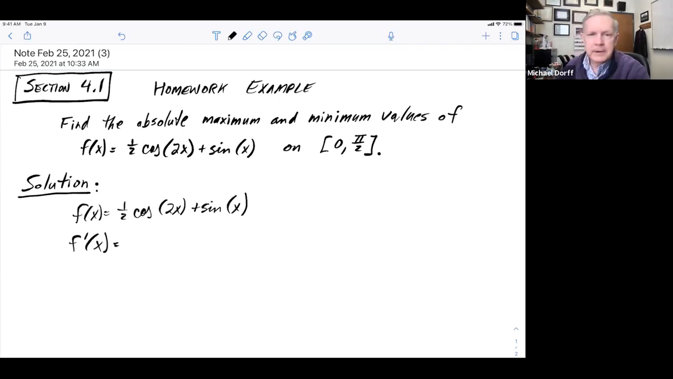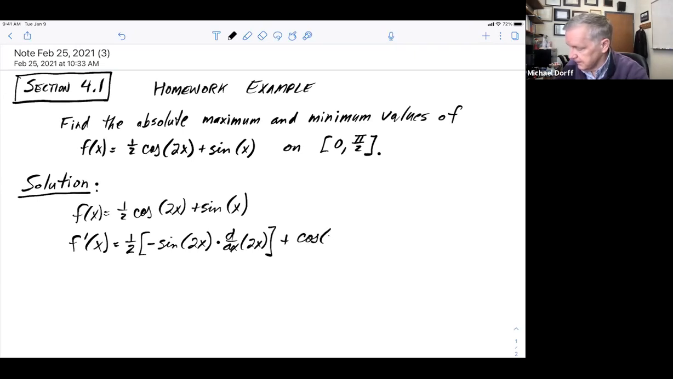All right, so I have the derivative of 1/2 cosine 2x. So that's going to be 1/2. Now the derivative of cosine is negative sine of 2x. And by the chain rule, I have to take the derivative of what's inside the parentheses there. That's the derivative of the 2x. Okay, and then I have the derivative of sine x, which is just cosine x.